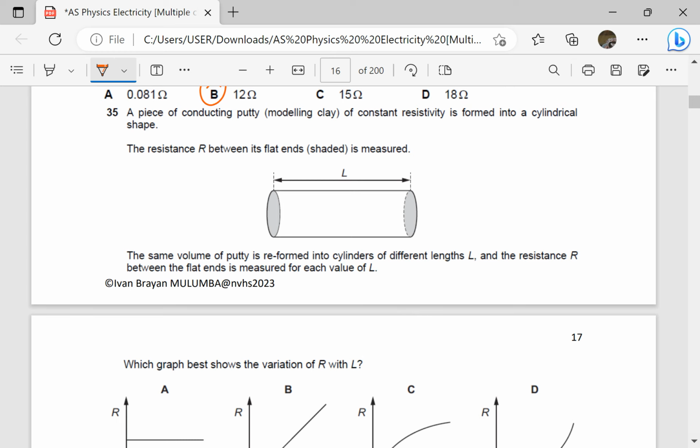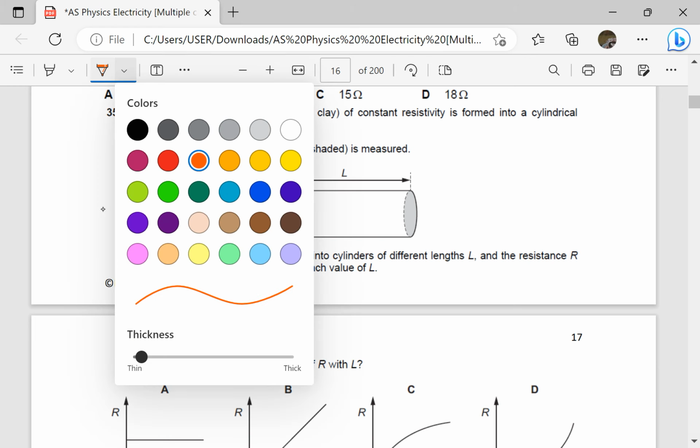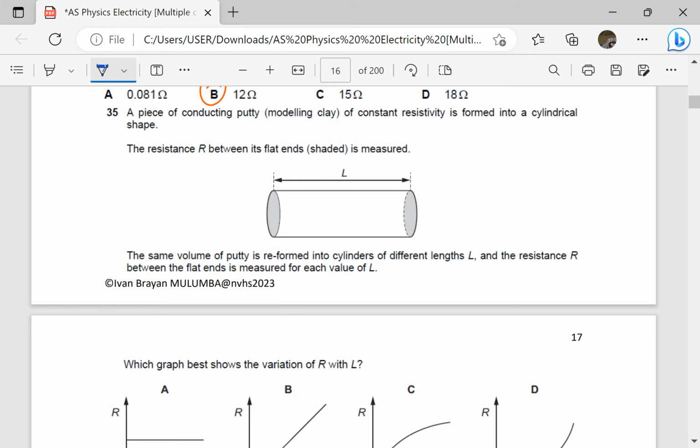A piece of conducting putty of constant resistance is formed into a cylindrical shape. The resistance R between its flat ends is measured. The same volume of putty is reformed into cylinders of different lengths L, and the resistance R between the flat ends is measured for each value of L. Which graph best describes the variation of R with L?